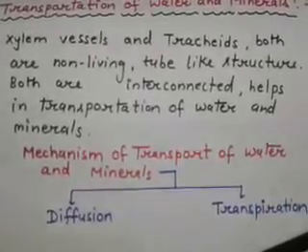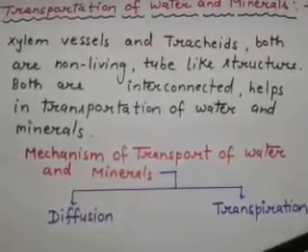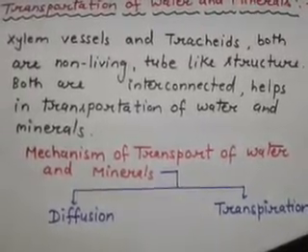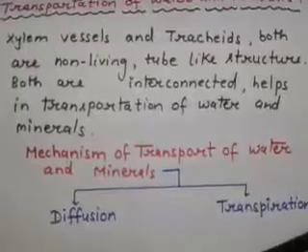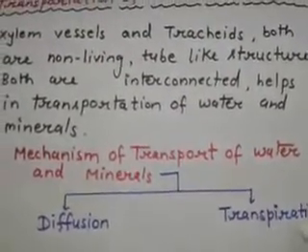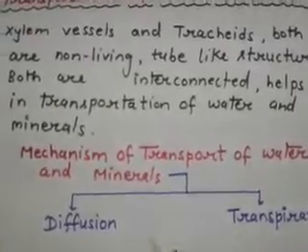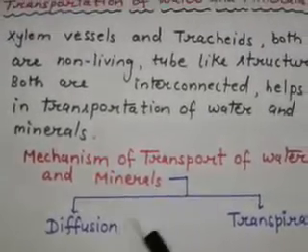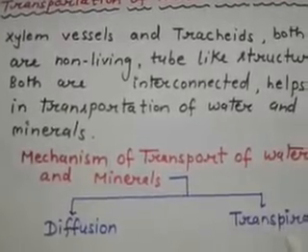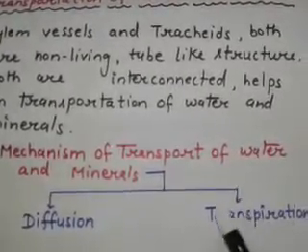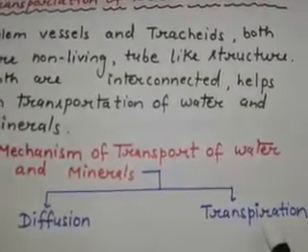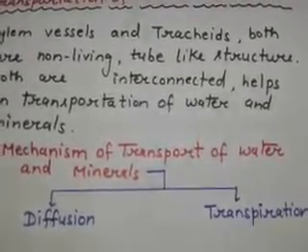Next we have mechanism of transport of water and minerals, which takes place by two processes. One is diffusion and second is transpiration. Okay? In short distance plants, transportation takes place by diffusion, whereas in long distance plants, transportation takes place by transpiration. Understand all of you?